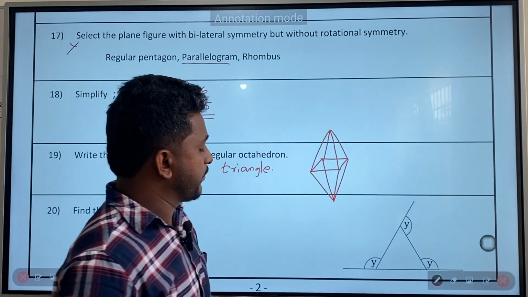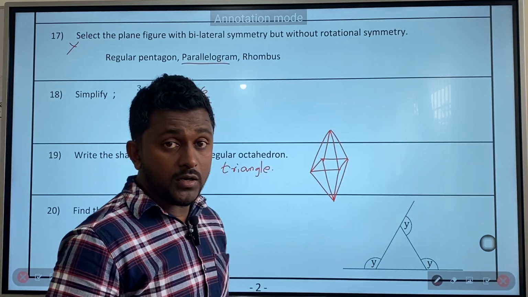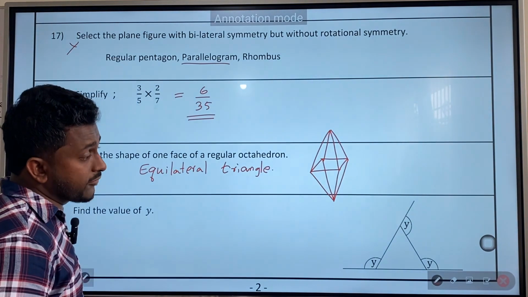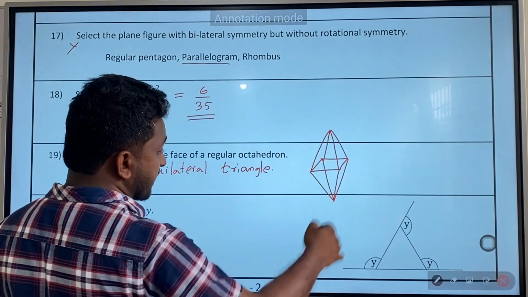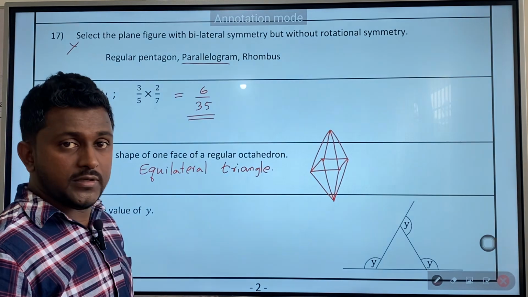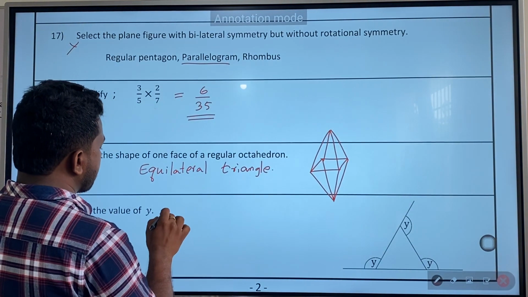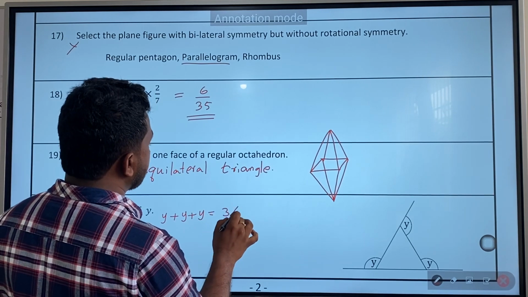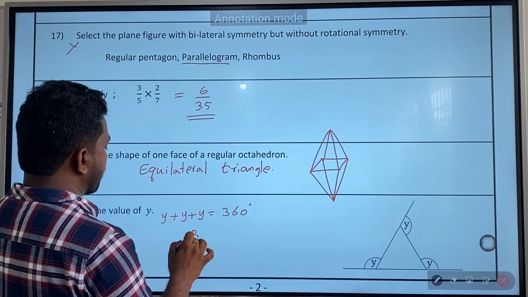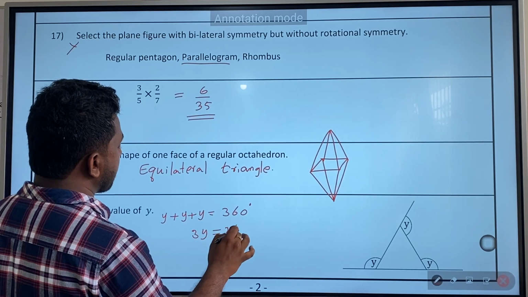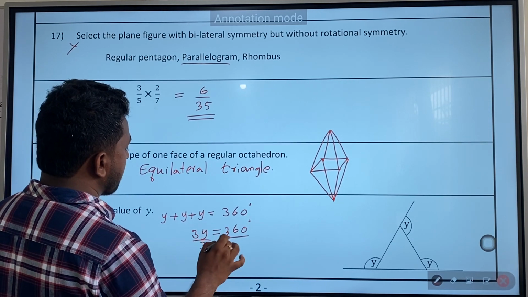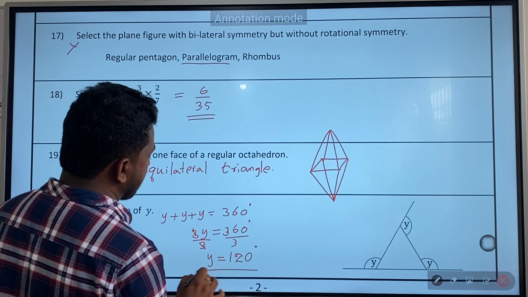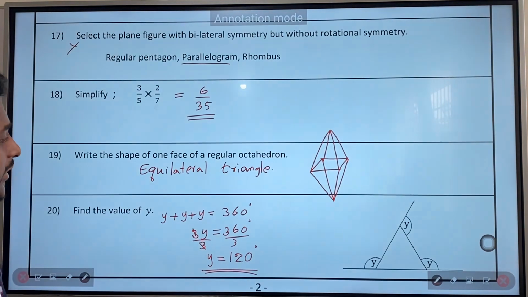Look at that figure. Y are exterior angles of this triangle. We know the sum of exterior angles of any polygon is 360. So we can write y plus y plus y equals 360 degrees. 3y equals 360. So when we divide by 3, y equals 120 degrees. That is the answer, right?